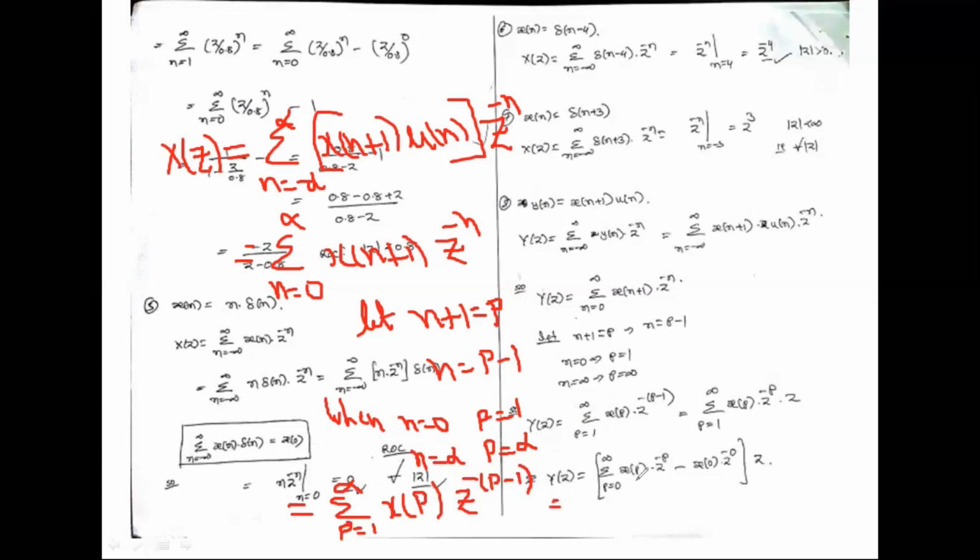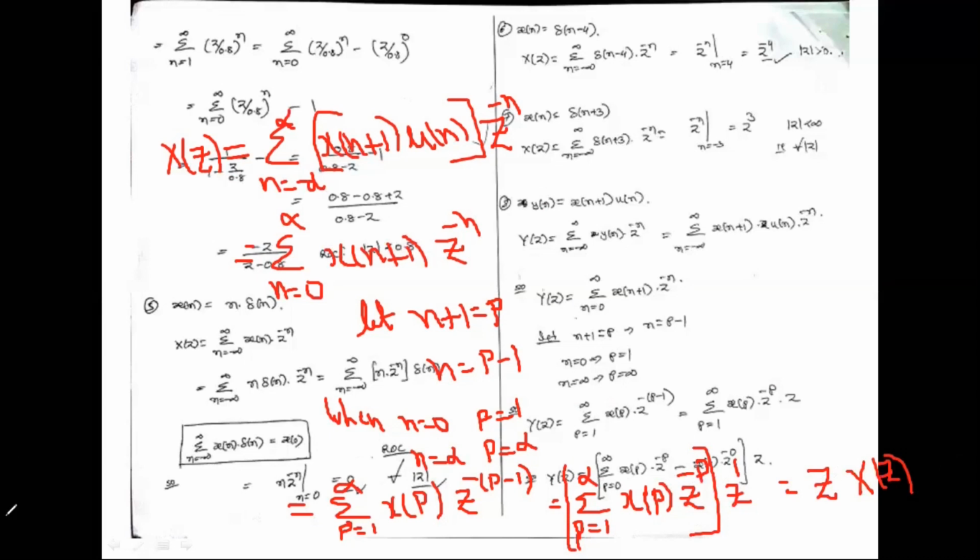Is equal to sum of p is equal to 1 to infinity x of p z power minus p, and z power minus of minus 1 is z. Okay, my dear students. So now we can add x of 0, so the sum runs from 0 to infinity. According to the unilateral z transformation, this function is X of z only. Okay, minus becomes z into X of z.